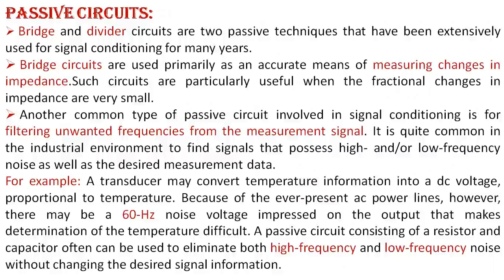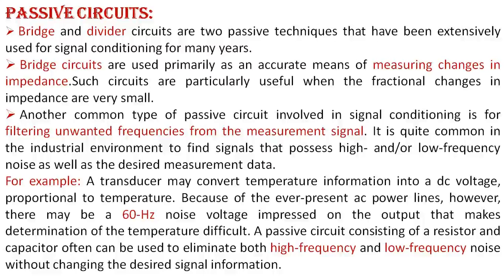Next one is the passive circuits. Bridge and divider circuits are two passive techniques that have been extensively used for signal conditioning for many years. Bridge circuits are used primarily as an accurate means of measuring changes in impedance. Such circuits are particularly useful when the fractional changes in impedance are very small. Another common type of passive circuit involved in signal conditioning is for filtering unwanted frequencies from the measurement signal.